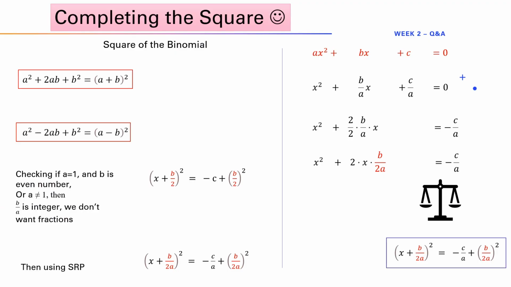So to review, completing the square. On the left hand side, I have the square of the binomial inside of the boxes. Make sure you know what the difference is between the A and B. In this case, the A and B represent the terms.